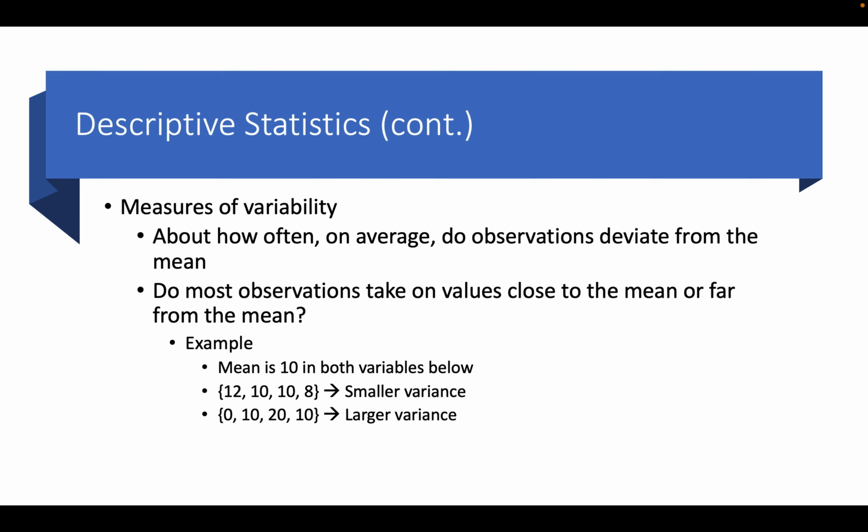For example, I have two very small data arrays, 4 cases each, and the mean is 10 in both of these variables. But one variable has a very small amount of variation. We can see that 10, 10, 8, and 12, small amount of variation in comparison to 0, 10, 20, and 10, larger variation. So for that first data set, the observations do not deviate from the mean much at all, but for that larger variance data set, they do deviate from the mean quite a bit. So that's interesting information. There's a lot of variation in our variable that tells us something about the behavior that is captured by that variable.